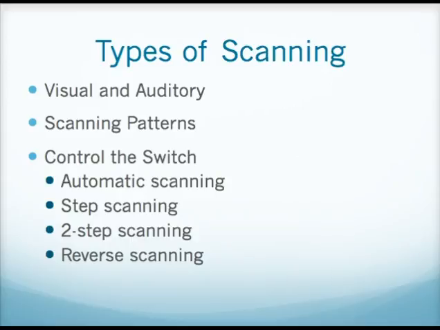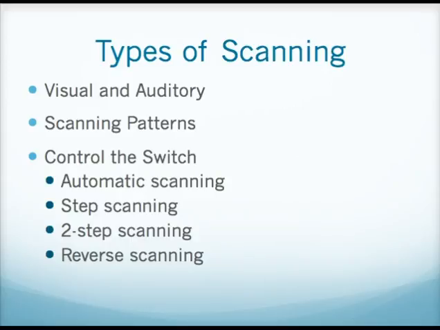So now let's talk further about different types of scanning. You either have visual scanning or auditory scanning. Visual scanning is exactly what it sounds like. There are pictures that are presented visually to the student. Typically this is done by highlighting the pictures with a moving light, and then once the student sees the picture that they are wanting, they would press a switch or activate a switch to indicate that. Auditory scanning is where the student is listening. As opposed to looking at the pictures, they're listening to choices, and then they activate a switch when they hear their selection.